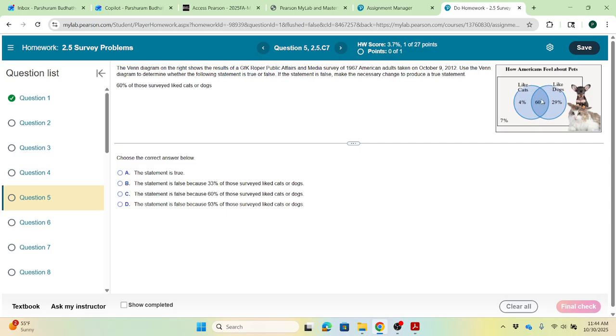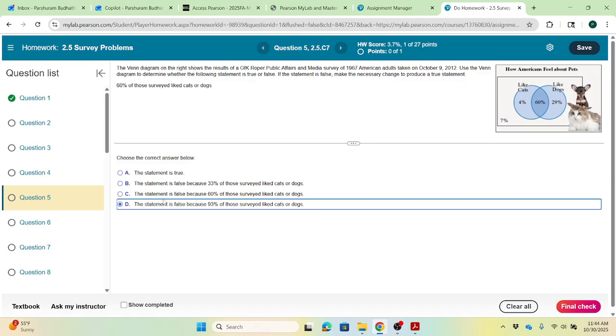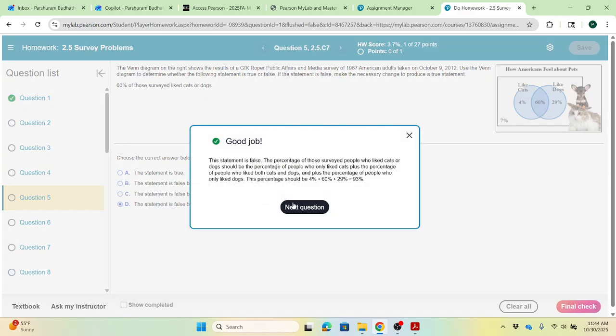So if you look at here, 60% like both, and then 60 plus 29 plus 4, which is altogether 93% like either of them. So the answer is the statement is false because 93% of those surveyed liked cats or dog.